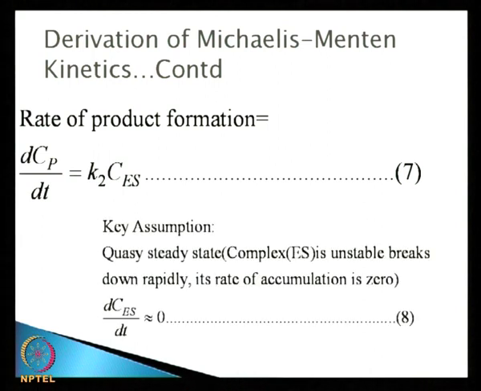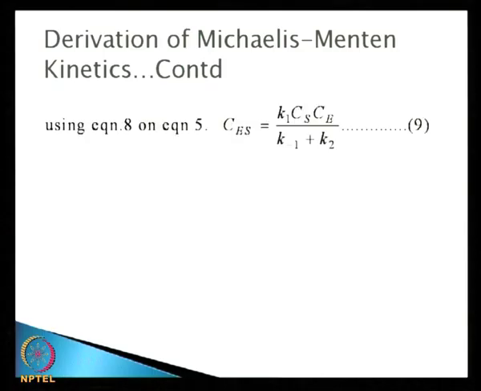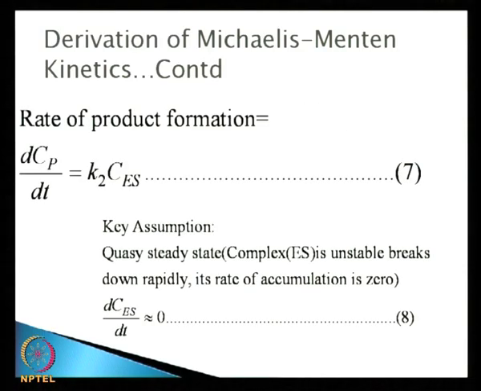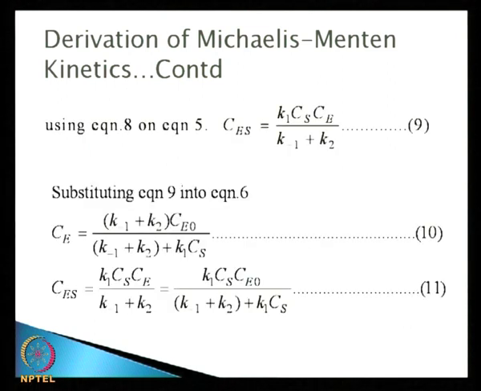Now, a very important assumption that we make, which we test in the next few minutes, is a quasi steady state assumption that the rate of accumulation of the complex is 0, because it is a short lived intermediate compound. Now, once we make that assumption, what turns out is that equation 7, that is the rate of formation of the product, is negative of the rate of disappearance of the substrate, right. Okay. So, this is all fine.